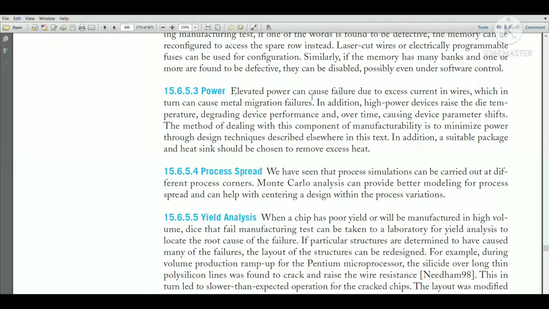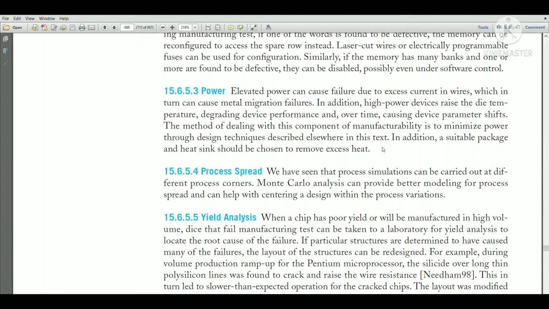Now power. Elevated power can cause failure due to excess current in wires, which in turn can cause metal migration failures. In addition, high power devices raise the die temperature, degrading device performance, and over time it can cause device parameter shifts. The method of dealing with these components of manufacturability is to minimize the power through design techniques described elsewhere in this text. In addition, a suitable package and heat sink should be chosen to remove the excess heat.